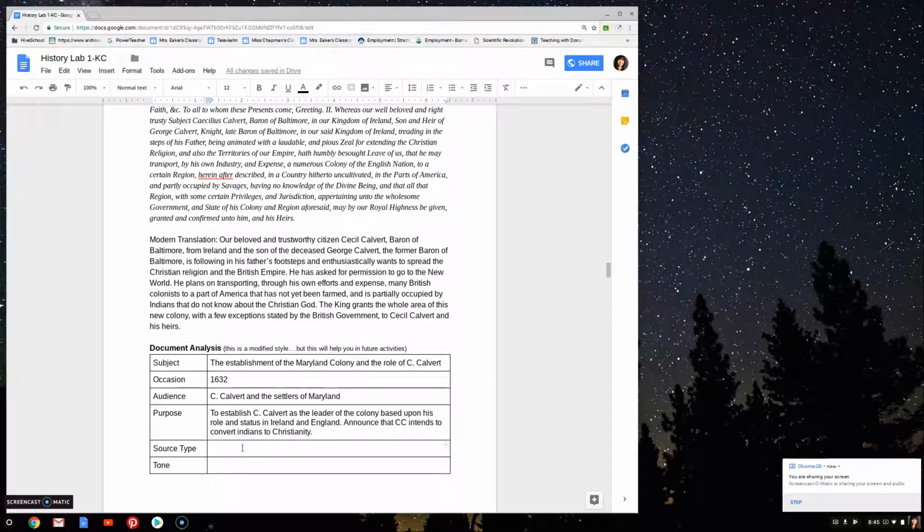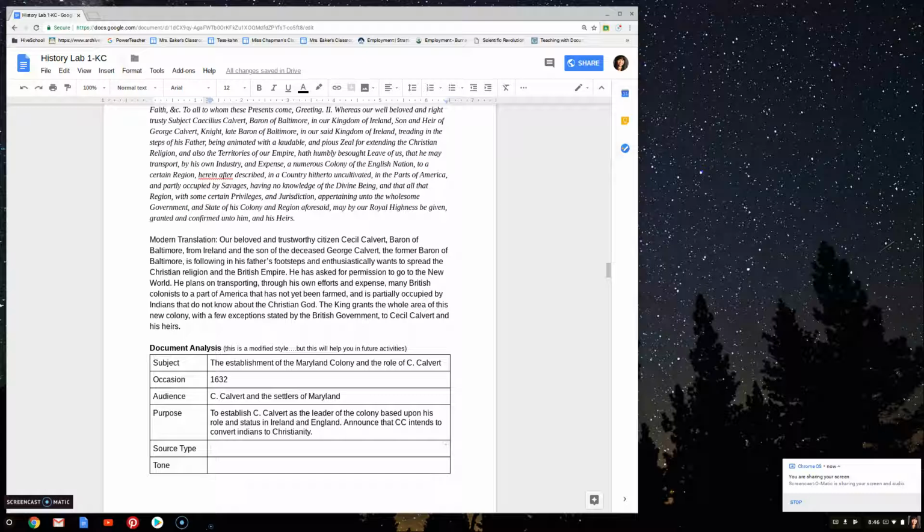Okay? Source type is going to be a little bit tricky. It's either going to be a primary source or a secondary source. That's it. So your source type is going to be primary or secondary. A primary source is one that was created at the time of the historic event. A secondary source is going to be an item created after the fact. So a primary source would be a letter, a diary entry, a newspaper article. A secondary source would be a movie about the event.